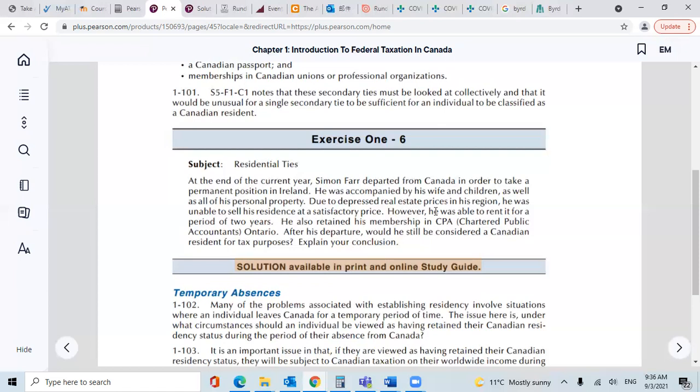And also the only other tie is the membership in the CPA in Ontario. This is a secondary residential tie. And as we just mentioned before, we cannot take a single secondary tie as sufficient to decide whether the person is a Canadian resident or not, right? So we should have enough evidence to show that he's a Canadian resident. So for this specific situation, we could argue that Simon is not a Canadian resident.